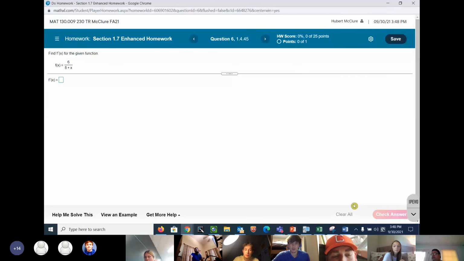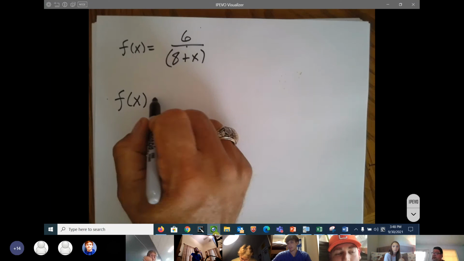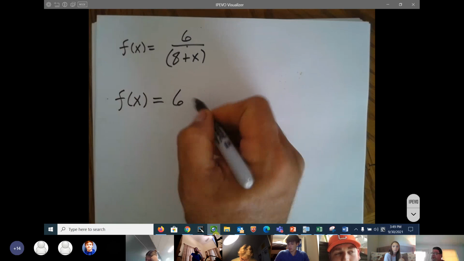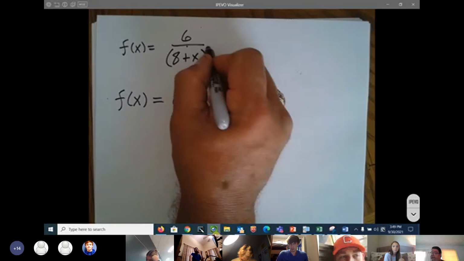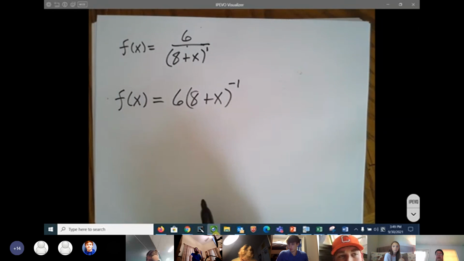Eight plus x to the negative 1. Bring the 8 plus x up to the top. f of x is equal to 6 times (8 plus x) to the negative 1 power, because it's to the first right now. You bring it upstairs, it becomes negative 1.